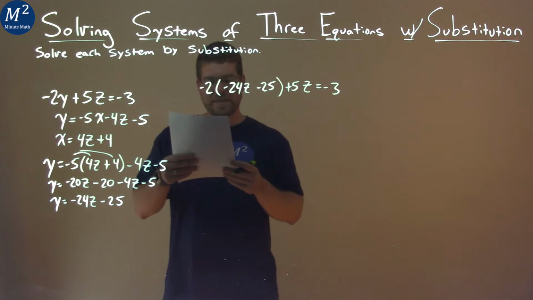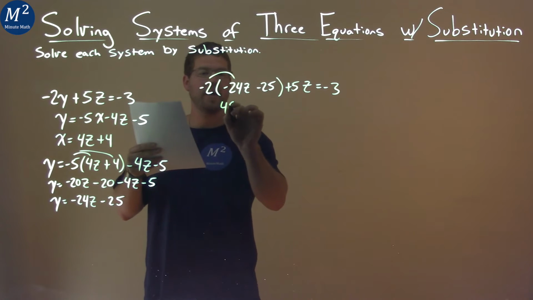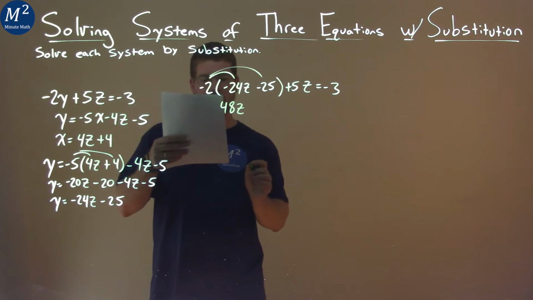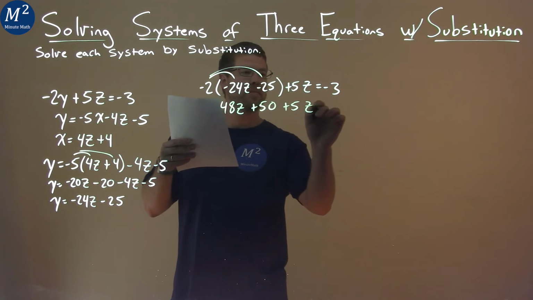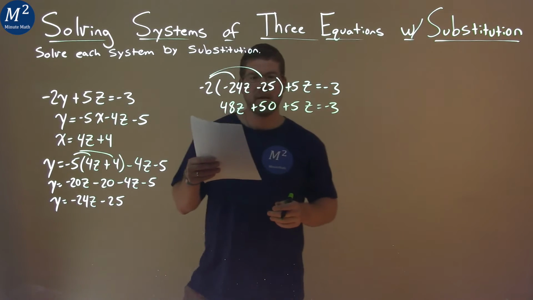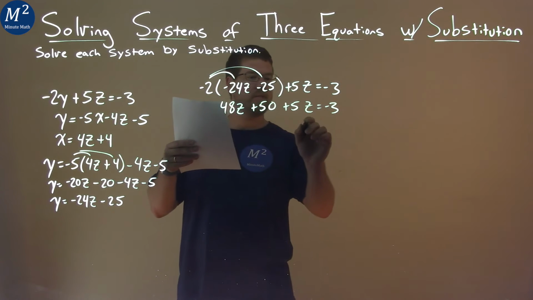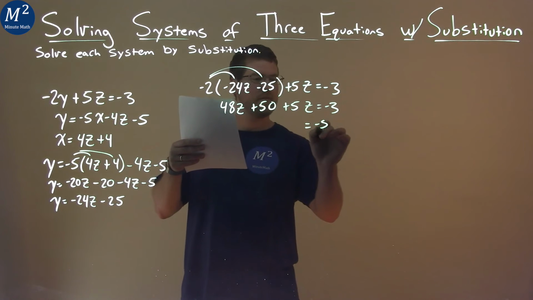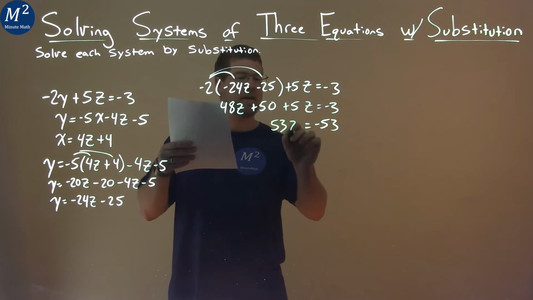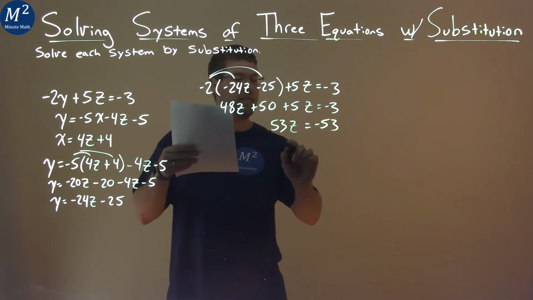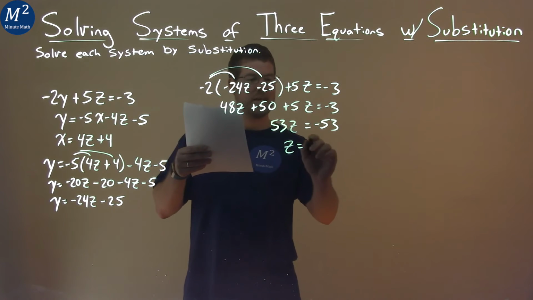Then what we want to do is simplify and solve for z. Negative 2 times negative 24z is 48z, and negative 2 times negative 25 is a positive 50. We have a 5z here, and a negative 3. We now want to combine our like terms. Let's subtract the 50 from both sides, and negative 3 minus 50 is negative 53. 48z plus the 5z is 53z. Look how that works out. Now we can divide both sides by 53, and z is by itself, and negative 53 divided by 53 is just negative 1. That's nice.